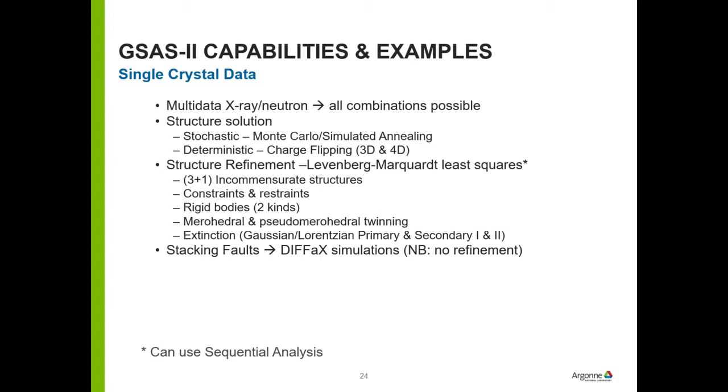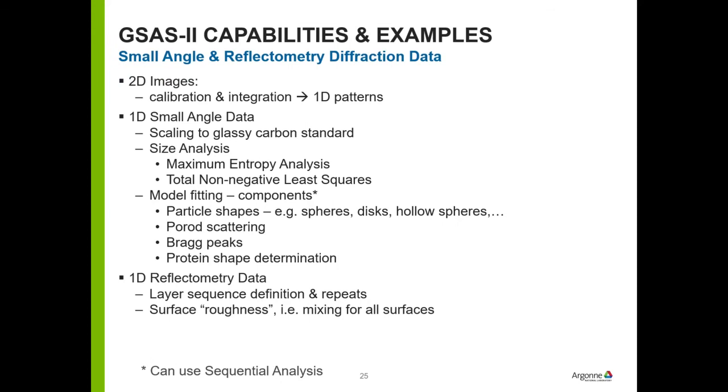There are structure solutions by what I will call stochastic methods, which are Monte Carlo type methods, and deterministic methods. Charge flipping is a deterministic method. Once you start it off, it just goes on its own path and comes to a solution, and I'll talk about that tomorrow. The structure and refinement is basically the same as for powder diffraction, and you can also do the stacking fault calculations. Small angle is basically all that one needs to be able to do for small angle calculations, including shapes of proteins. And I'll talk a bit about that tomorrow.